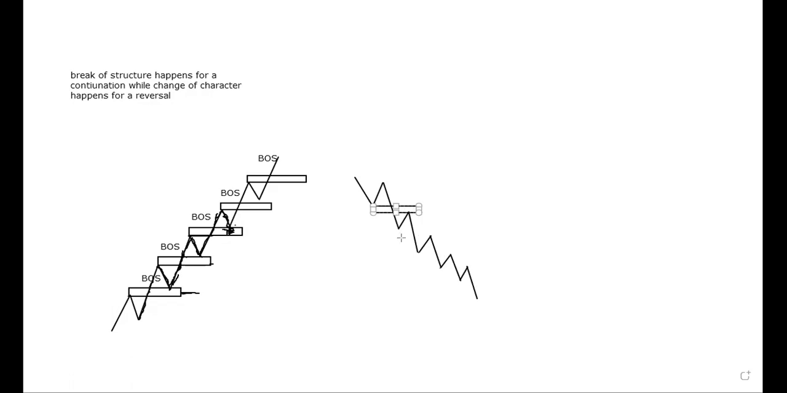This is a break of structure. This is a break of structure over here too. So here is a break of structure.